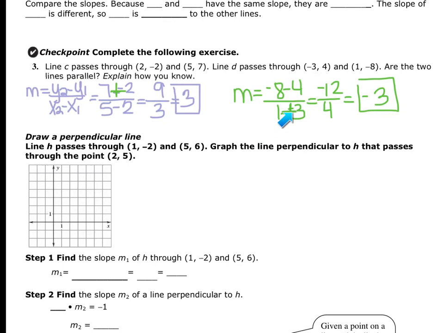Here again, we had two negatives. Be careful here. This is negative 12 divided by 4. You cannot forget that negative, and this is going to be negative 3. So they are not parallel.